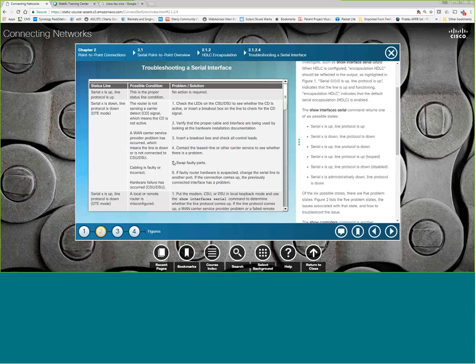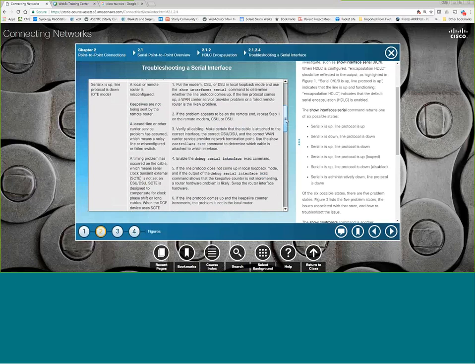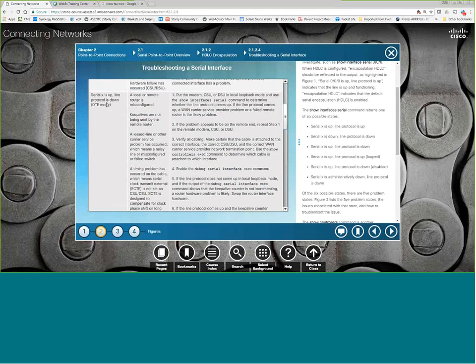If it is up/down, then I start looking to see if there's a layer 2 problem. In other words, is one side configured for HDLC and one side configured for PPP? Is one side PPP with CHAP authentication and the other side PPP with no authentication?